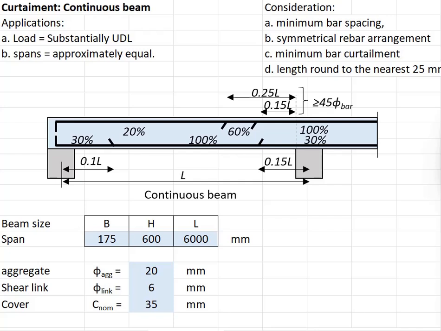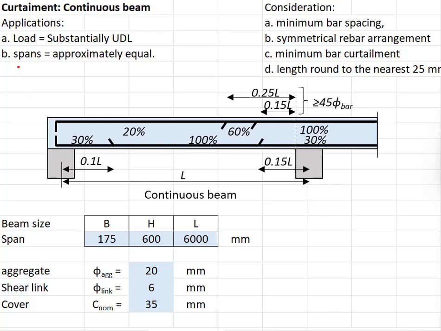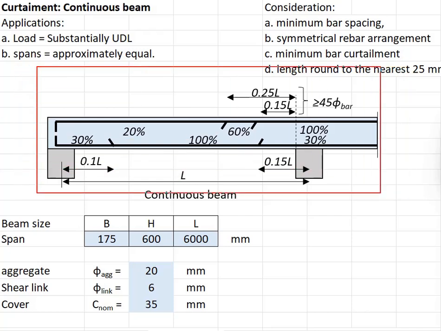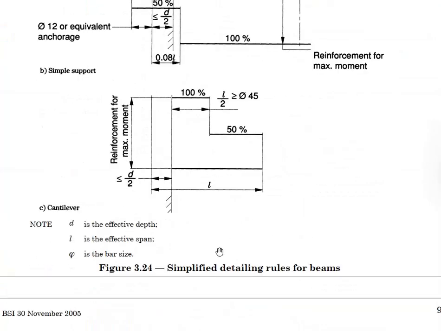Hi. Previously, we talked about the curtailments of reinforcement bar in simply supported beam. Today, we're going to talk about the curtailments of reinforcement in the continuous beam based on the simplified rules as demonstrated by the diagram here. These rules you can obtain from the British Standard Act 110, figure 3.24.